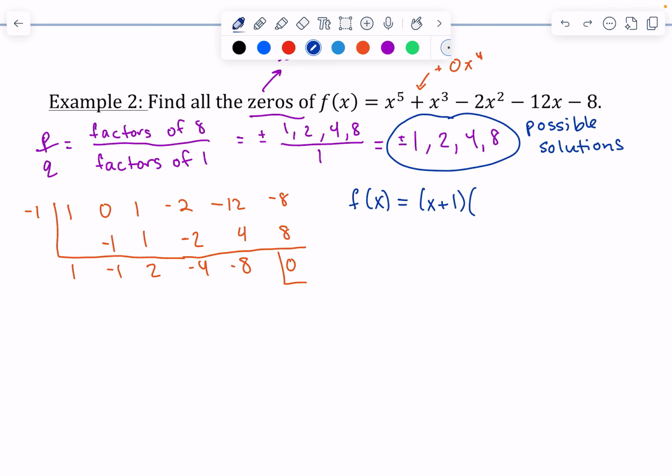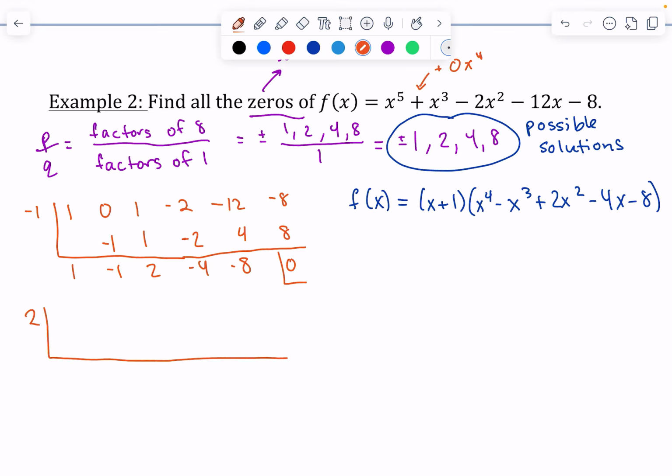So the quotient is going to be x to the 4th minus x cubed plus 2x squared minus 4x minus 8. If you notice here, this part can't be factored further using traditional methods, so I still have to do the rational root theorem. And this is as factored as it gets. So I'm just going to test more values. I already tested positive 1 and -1, so now let's test positive 2.